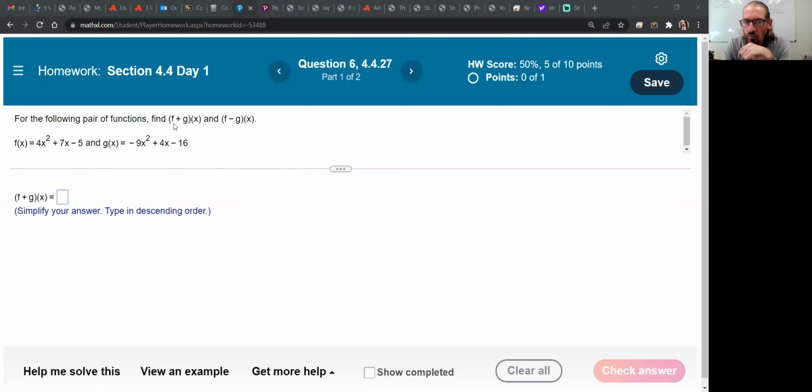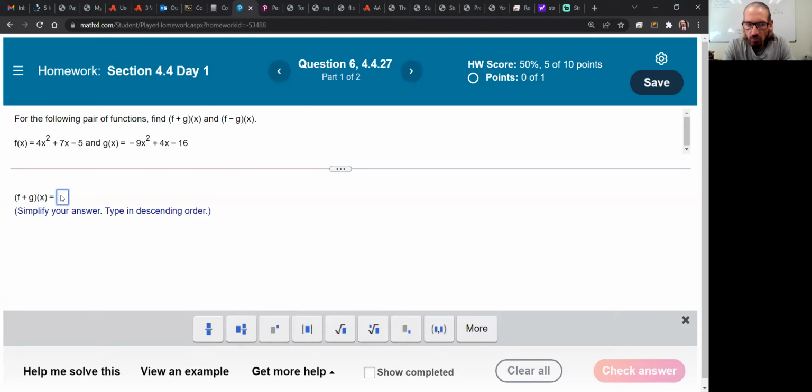We want to come up with just formulas. You can tell we just want formulas because of the x's only here. They don't show anything else. And we are given these two functions. We want to find the sum function, and then after that, the difference function. So if I add 4x squared minus 9x squared, I'll get -5x squared. Positive 7x plus 4x will give me plus 11x. And minus 5 plus -16 will give me a -21.